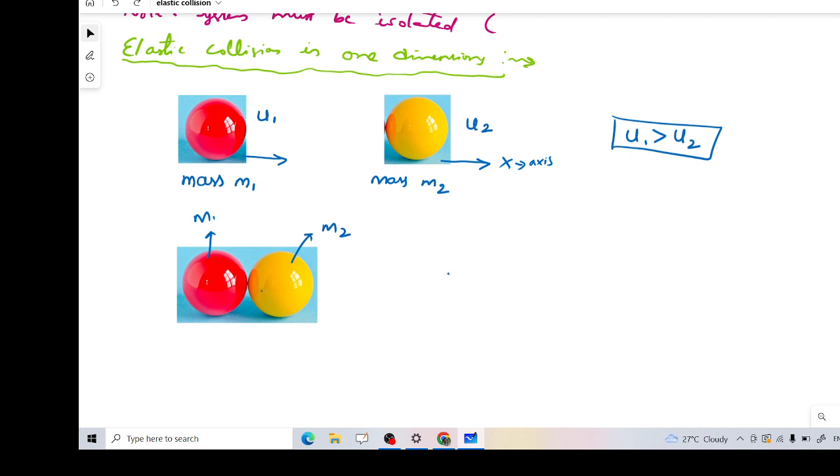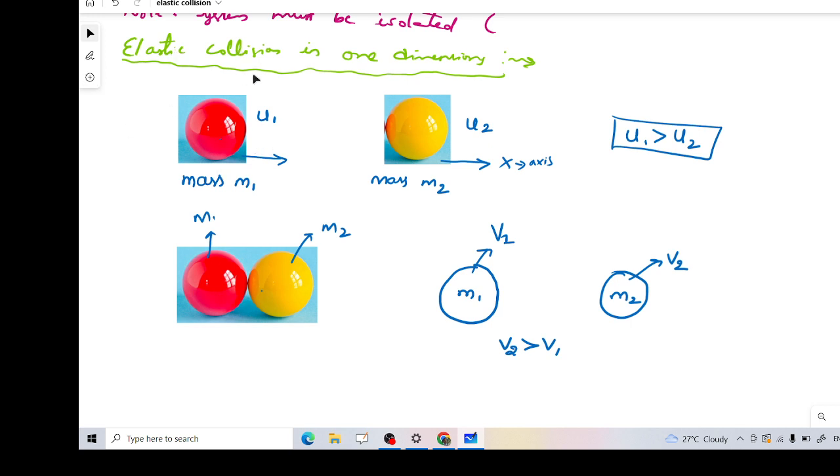So after collision, consider this is my m1 object and this is my m2 object. After collision the velocity changes to v1 and this velocity changes to v2. So after the collision the velocity will become like this, v2 is greater than v1.